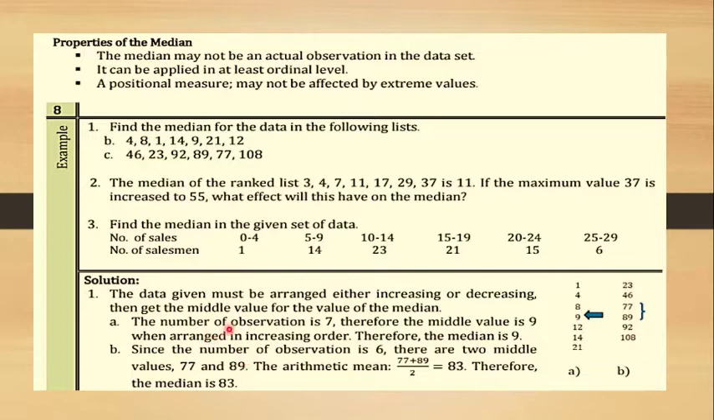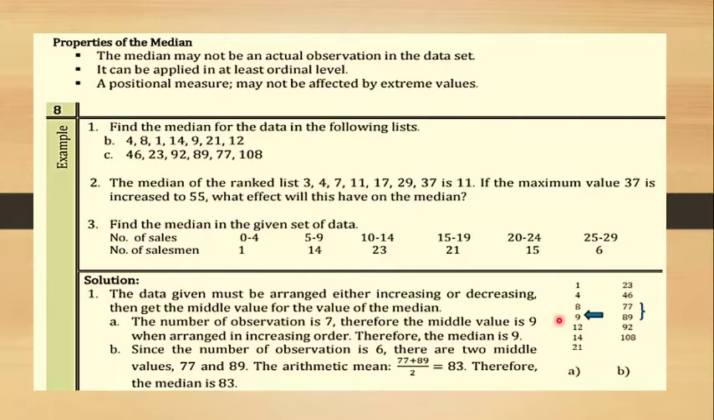So the number of observations is 7. Bakit 7? 1, 2, 3, 4, 5, 6, 7. Therefore, the middle value is 9. So, yung gitna na value dito sa 7 na observations is yung 9. So, yun yung middle value, yung 9, when arranged in increasing order. So, therefore, the median is 9.